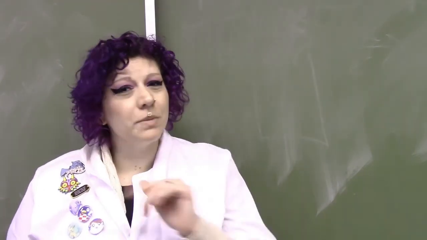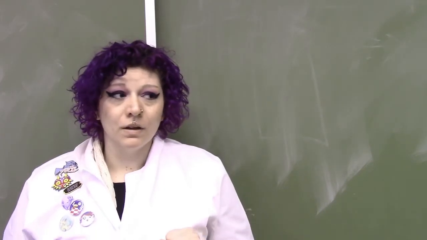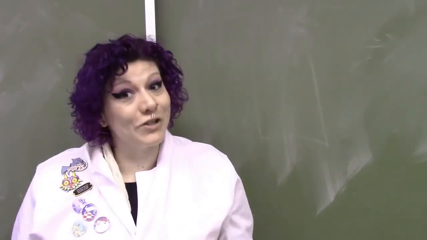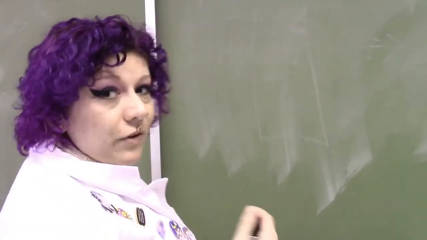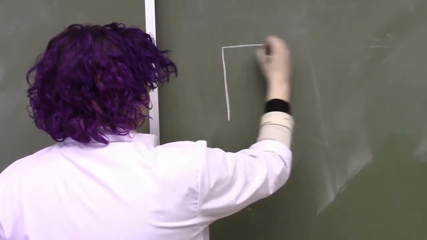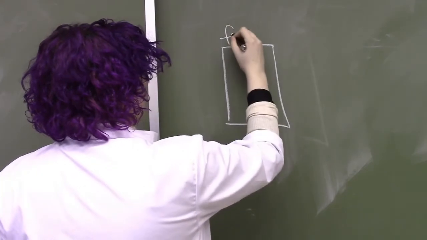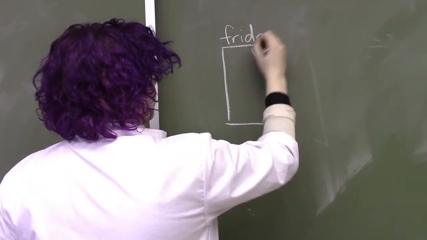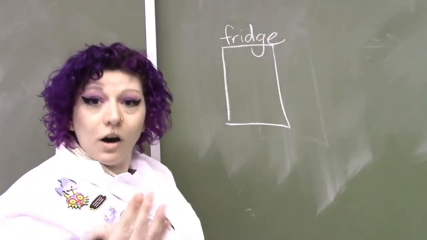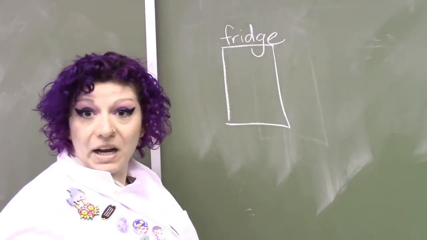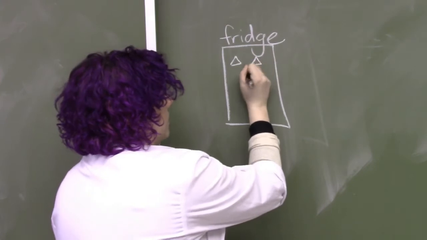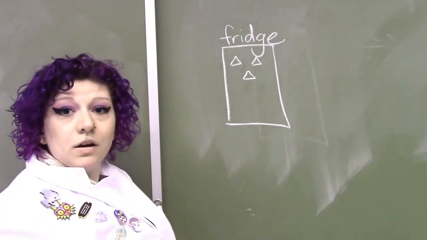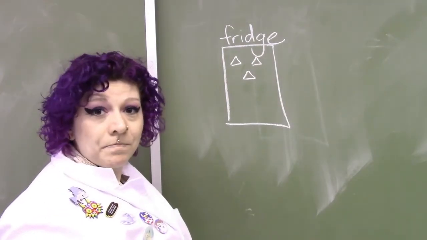In terms of magnets, you probably have a fridge at home, probably in your kitchen. So let's consider that fridge. On that fridge, you might have some magnets, right? I'm going to draw them as little triangles. So you have some magnets.